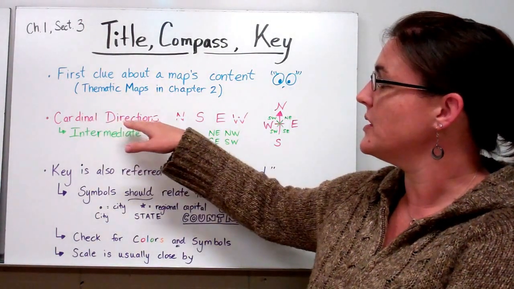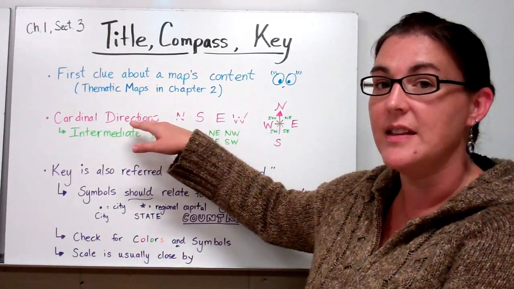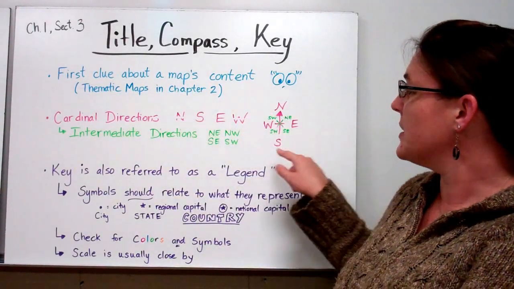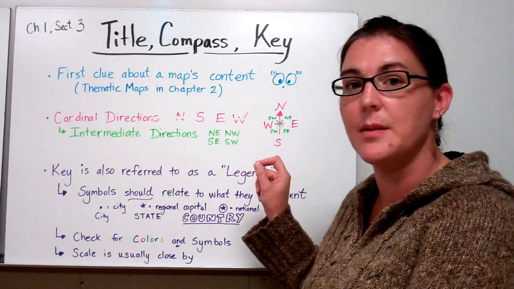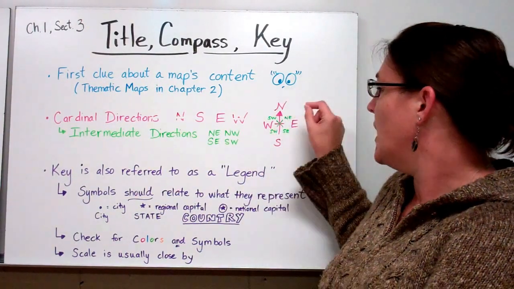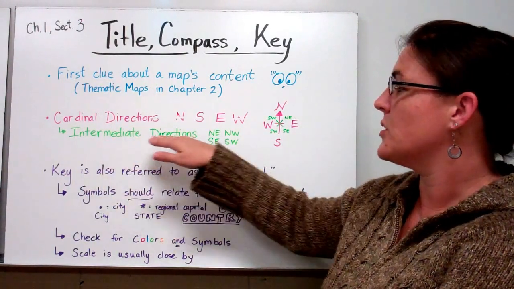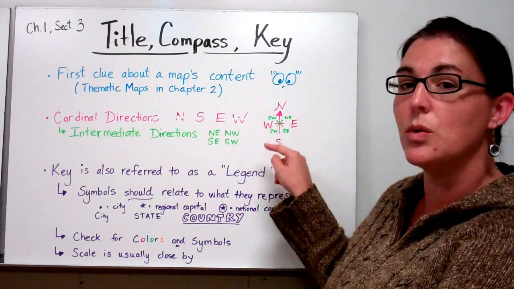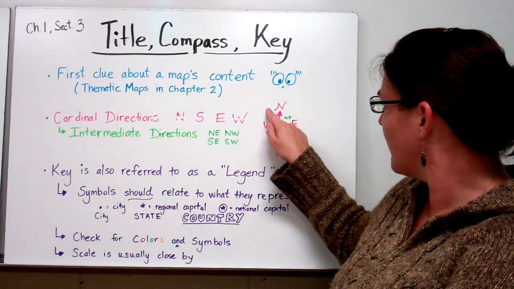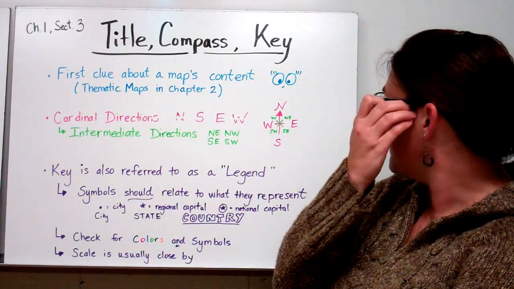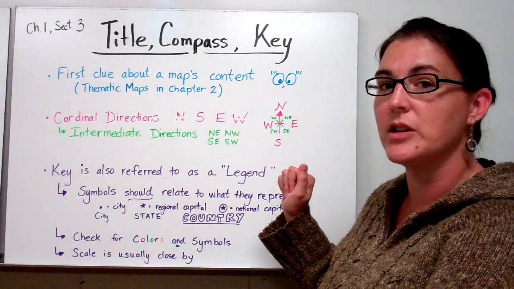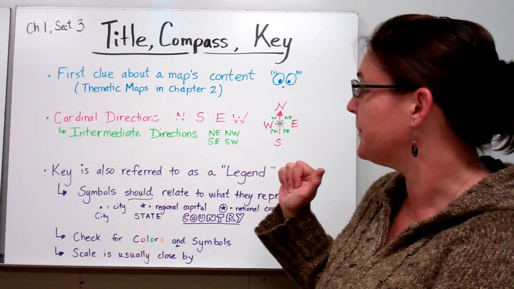Your cardinal directions are going to be found on your compass, and these main cardinal directions are north, south, east, and west. You'll see a compass rose that often looks like this, but sometimes a compass rose could simply be an arrow facing north with an N. You'll also have intermediate directions, and these are the directions in between: northeast, southeast, southwest, northwest. And so you may have all 8 cardinal and intermediate directions on a compass rose, but that's not necessary.